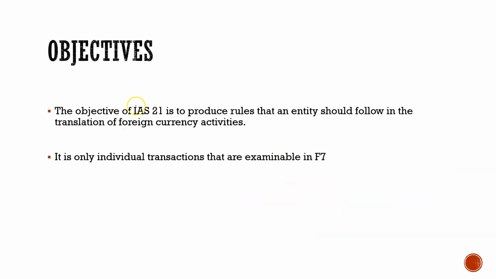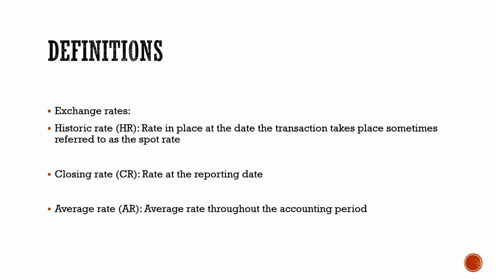So this is IAS 21, and it really provides some structure as to how you deal with these foreign currency activities. And it talks about only individual transactions being examinable at F7.